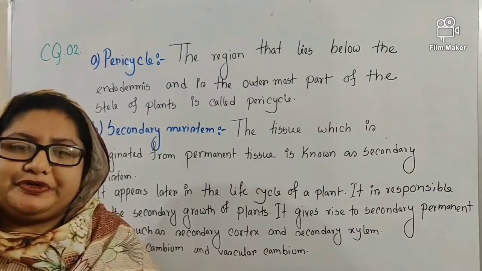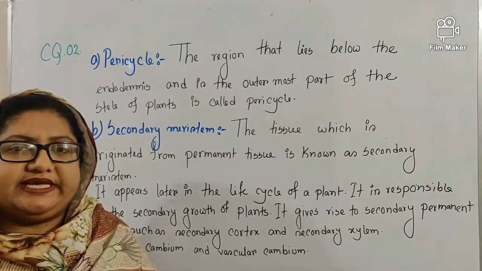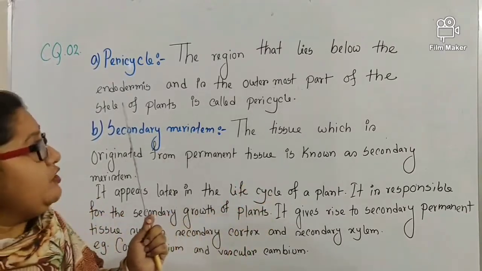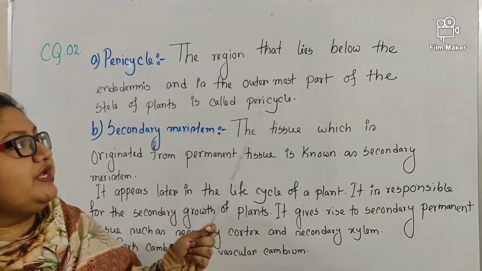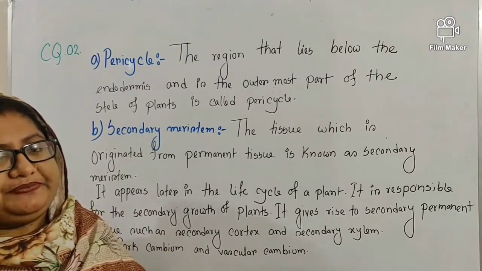The solution of the creative question 2. First of all, the knowledge-based question. What is pericycle? The pericycle is the region that lies below the endodermis and is the outermost part of the stele of the plant.